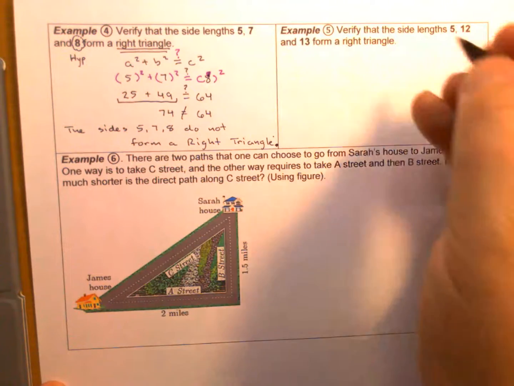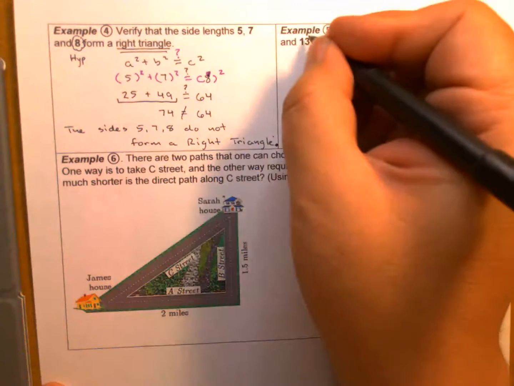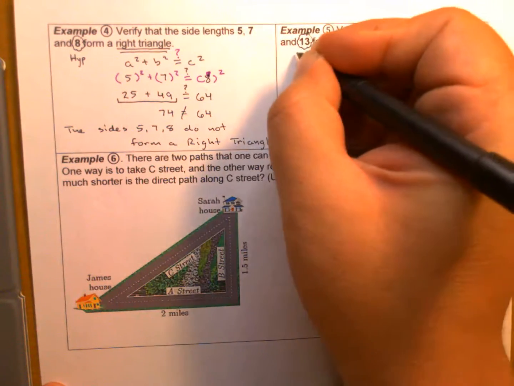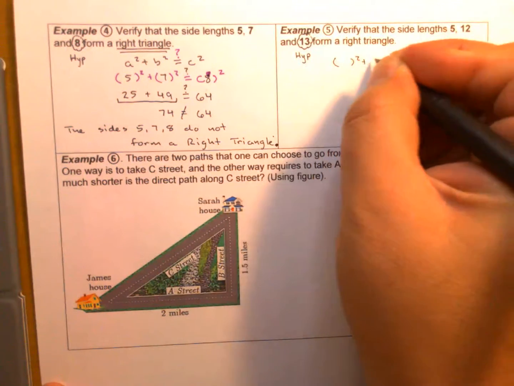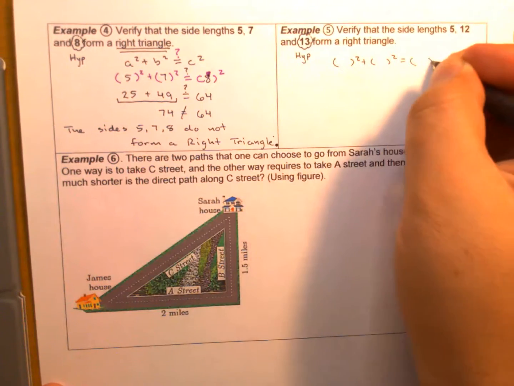Well, let's try one more. It's asking, okay, is this a right triangle? This is the biggest number I see. So this is the hypotenuse. All right, so now I'm ready. Something squared plus something squared should equal something squared again.